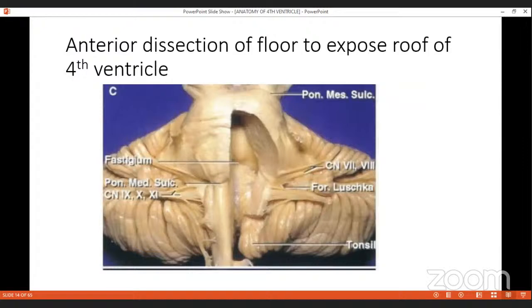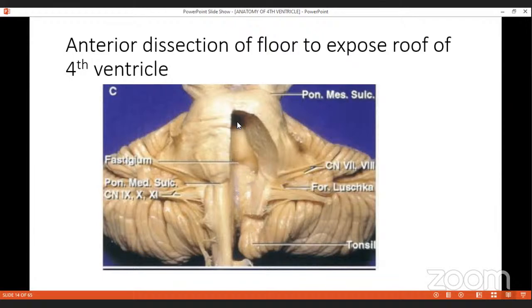Now, if we see this picture, these are basically anterior dissections of the floor of the fourth ventricle. Whenever you are dissecting the floor of the fourth ventricle from the anterior aspect, you would be able to see the roof of the fourth ventricle. So the floor is basically formed by the brainstem structures. As you can appreciate, this is the brainstem with the pons and the medulla. If you dissect off one half of the brainstem, you're able to see the roof of the fourth ventricle with its superior slope and its inferior slope.